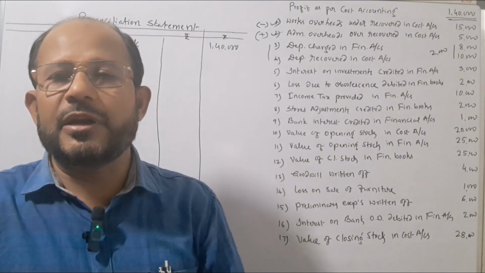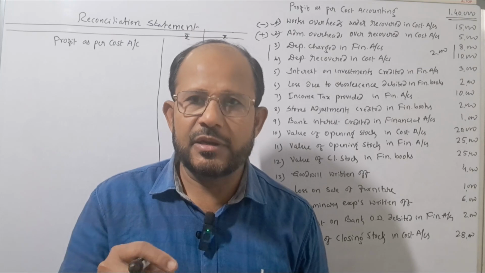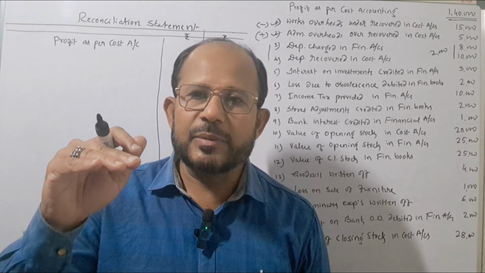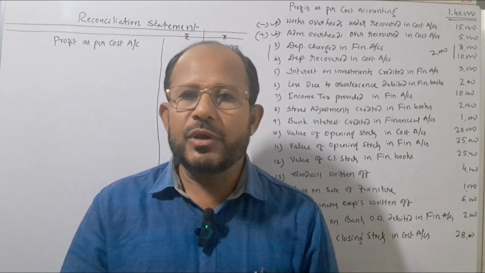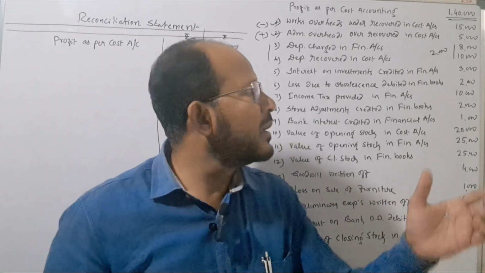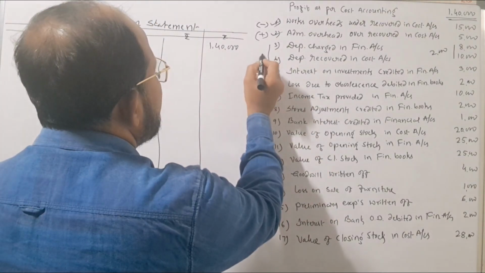If excess amount of depreciation of rupees 2,000 is charged in cost accounting, the profit as per cost accounting will decrease. That is why here, in order to reach the target, this amount of rupees 2,000 is required to be added here.